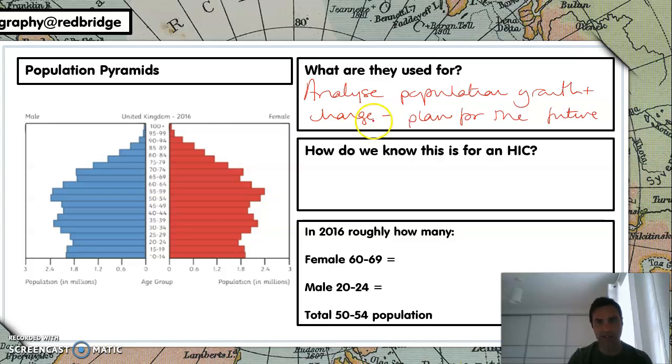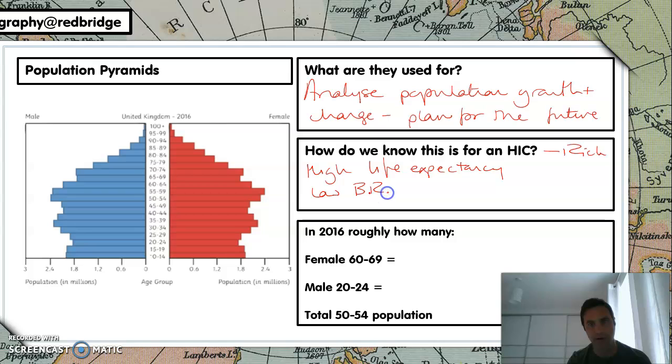So how do we know that this is an HIC? Okay, so obviously HIC means that we are typically very rich, and within a rich country, the typical things that you'll find in HIC are good education, good healthcare, easy access to food, clean water, all sorts of things like that. So what does that mean for the population pyramid? Well, you're going to end up with a high life expectancy. And obviously it's quite expensive to live in these countries, so you might find a low birth rate.